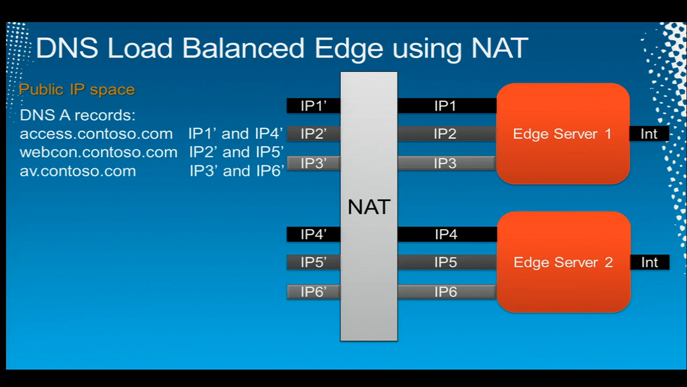In this case, with the NATed IP addresses, the DNS A records that you would publish would be IP address 1 prime and IP address 4 prime for the access edge. You wouldn't be publishing IP address 1, but the external one that's NATed for the access edge or conferencing and AV.